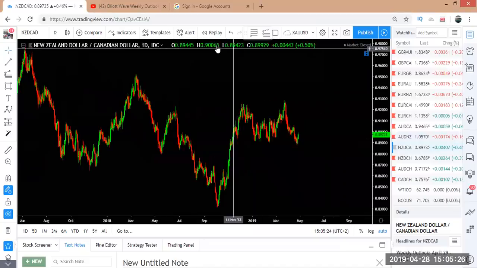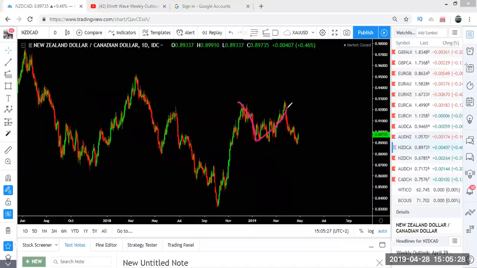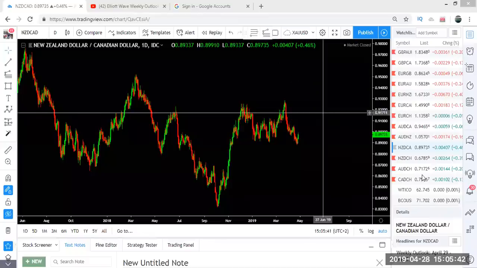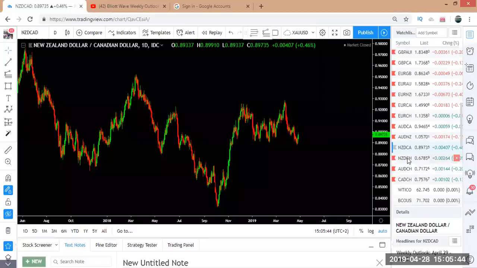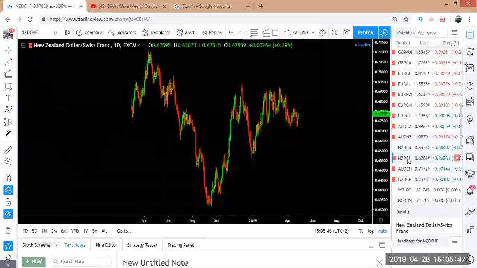New Zealand CAD, we've made a three-way move. We expected, remember we had a 1, 2, 3, 4, 5 on the New Zealand pairs. Now we've made this corrective structure. Same as the other New Zealand pairs, we're expecting this to make a move, correction, and push higher. That's New Zealand CAD.